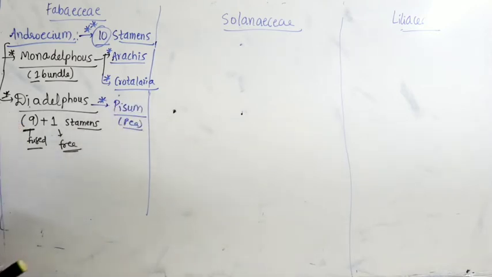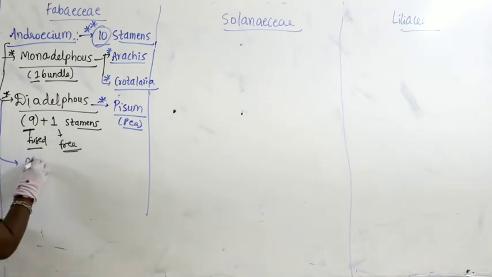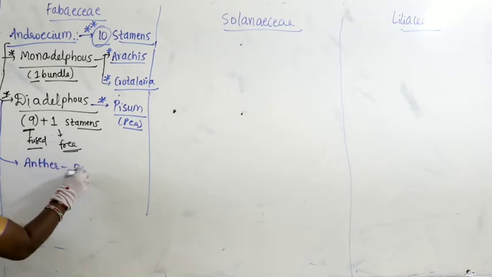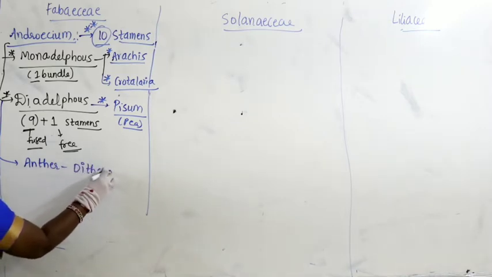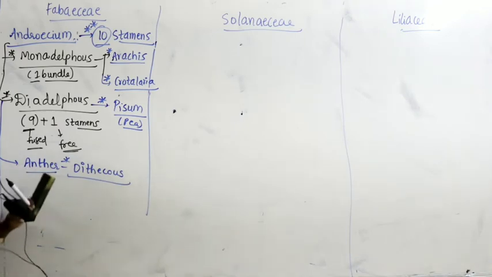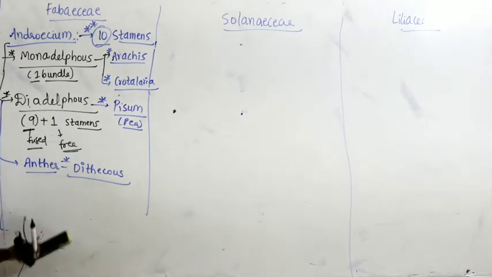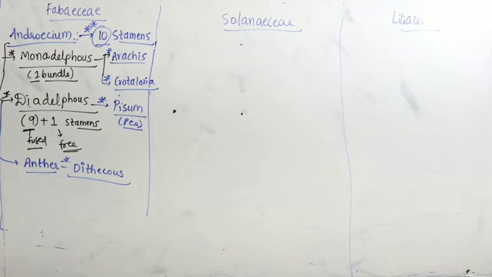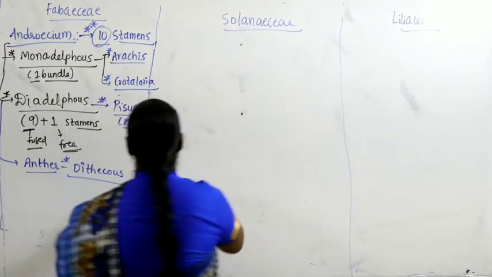A pea plant. Right? And anther, if you look at, anther is generally dithecous, basifixed, introrse. Now let us continue with the Solanaceae part here.